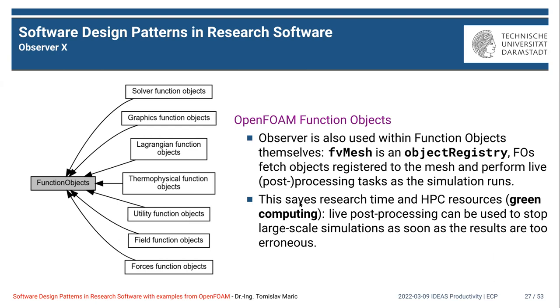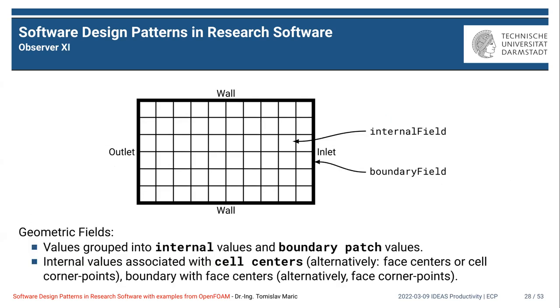This is something that's really powerful because it saves research time and it saves HPC resources. How? If we are doing live post-processing on a large scale simulation, we can calculate macroscopic information and stop the simulation as soon as the results are bad. So we don't have to wait for the simulation to finish and then post-process, which also saves time in research if you're doing parameter variations or large simulations, and it also saves HPC resources. Okay.